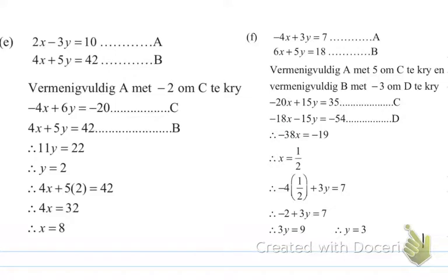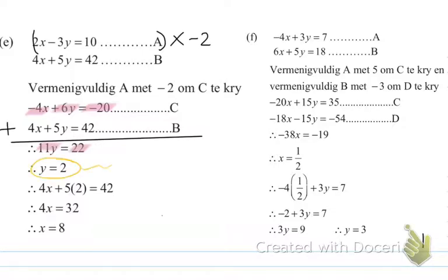Alright. Now this one. Again, nothing is the same. So I'm going to take equation number A and multiply it by -2. So then I get -4x plus 6y is equal to -20. That's number C. So I'm going to take C and B and add them. So I get -4 plus 4 is 0. 6y plus 5y is 11y is equal to 22. Then I divide by 11 and I get y is equal to 2.